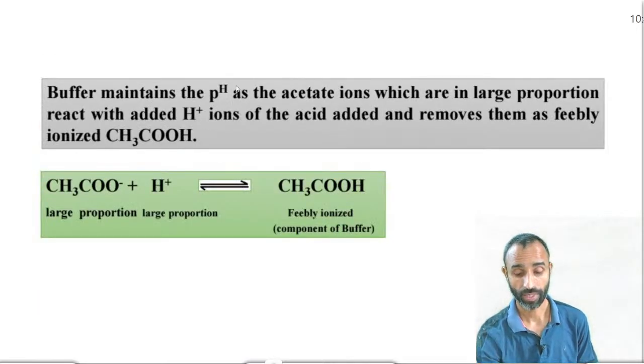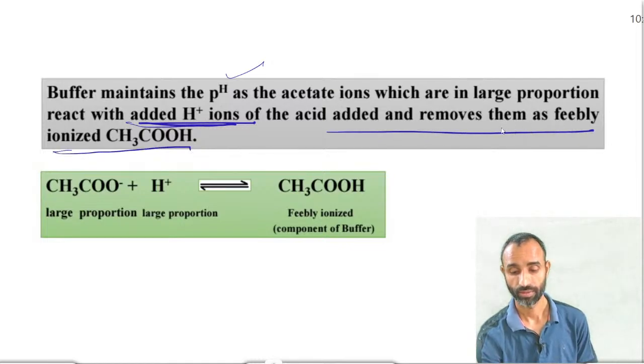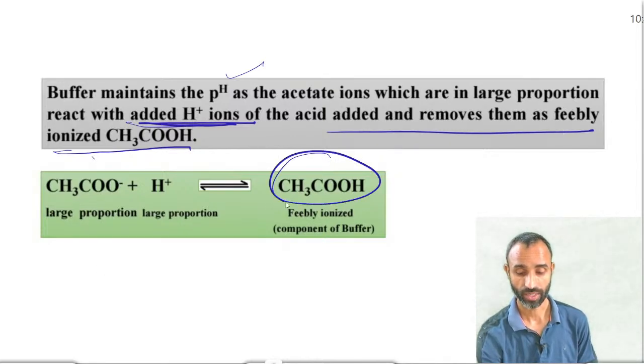So the buffer maintains the pH, as the acetate ions which are in large proportion react with the added H plus ion and therefore remove them, as feebly ionized acetic acid is formed.